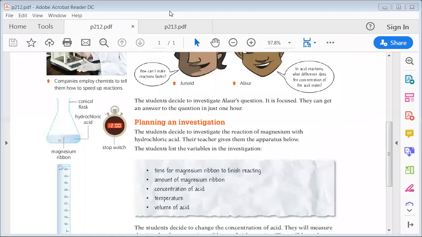So why did they use a measuring cylinder, Sophie? What did you ask, Ms. Hannah? Why did they use a measuring cylinder here in their investigation?